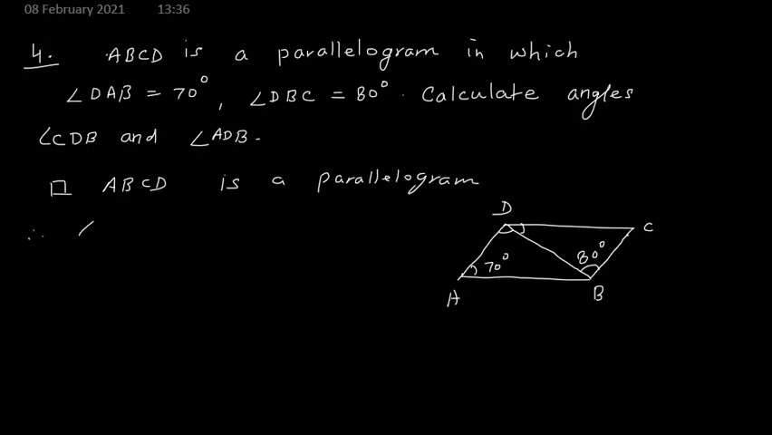So therefore angle A is equal to angle C. Angle A is equal to angle C is equal to 70 degrees. So we got angle C.